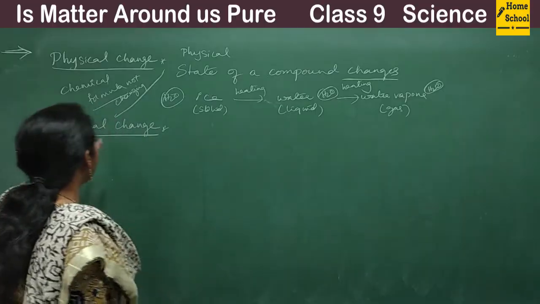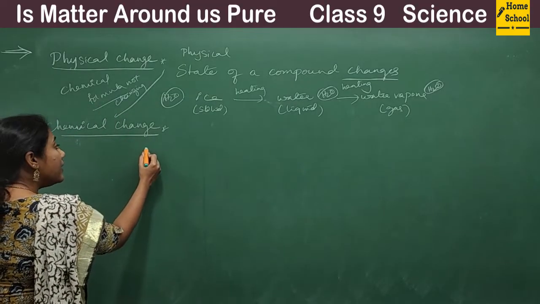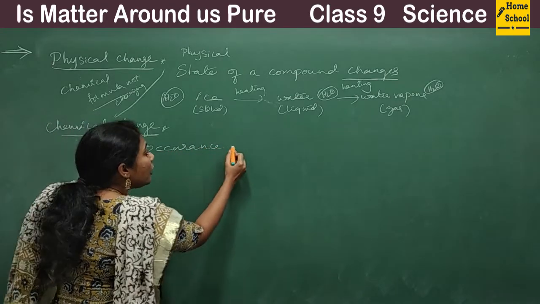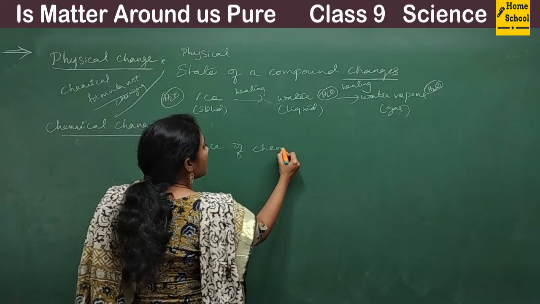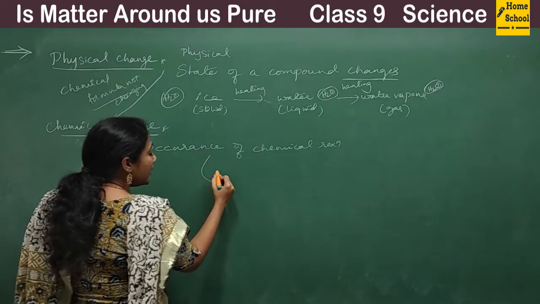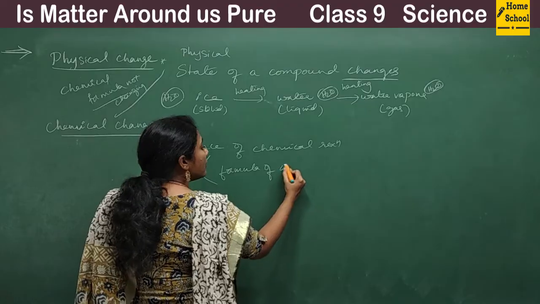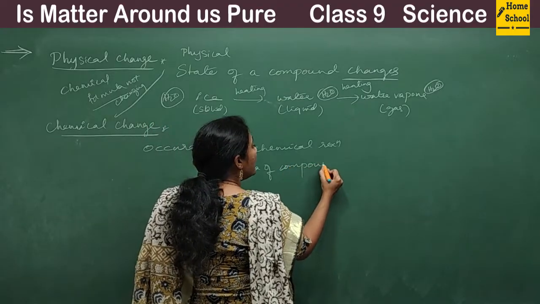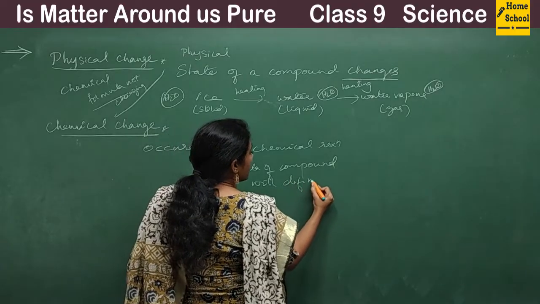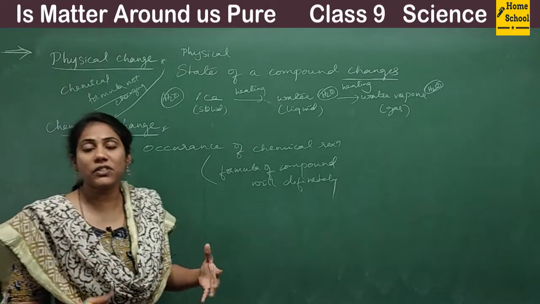Okay, fine. And coming to chemical change. Chemical change is nothing but the occurrence of a chemical reaction. Occurrence, that means the happening of a chemical reaction, is called chemical change. So here the formula of a compound will change. The formula of a particular compound will definitely change. So what do you mean by the formula of a compound changing?